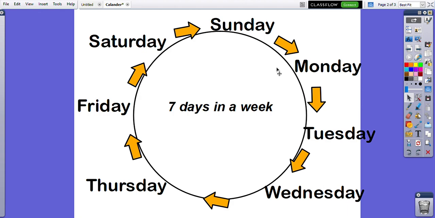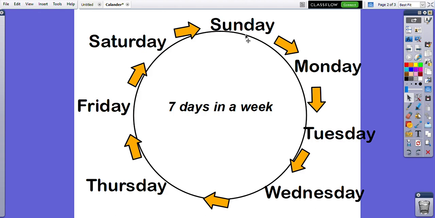So for example, if I said today was Sunday and I wanted to know what day it was going to be 3 days from now, or in 3 days time, I would start at Sunday and I would count 1, 2, 3, and I would be on Wednesday. If I started on Wednesday and I said, what day is it going to be in 4 days time? 4 days from now. 1, 2, 3, 4, and we would be back up to Sunday.